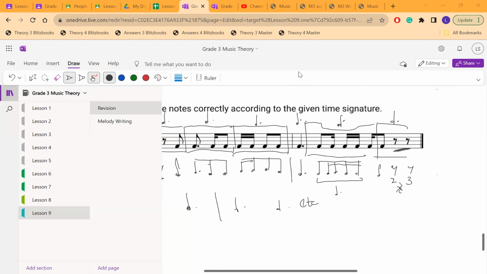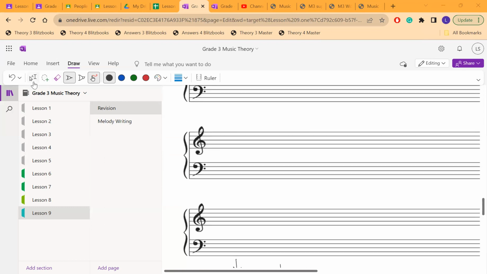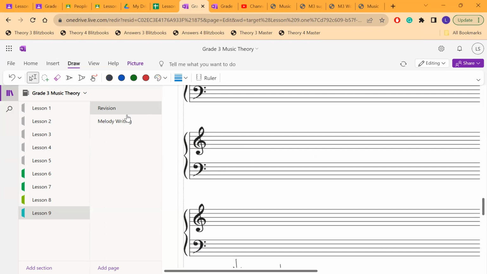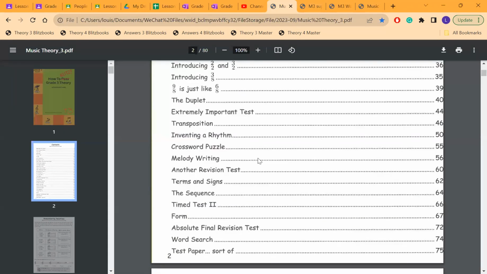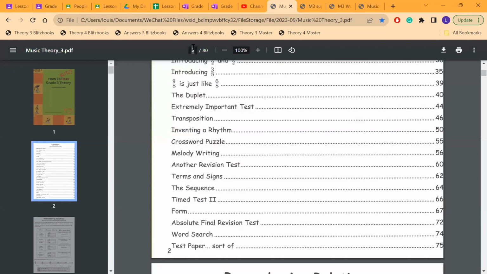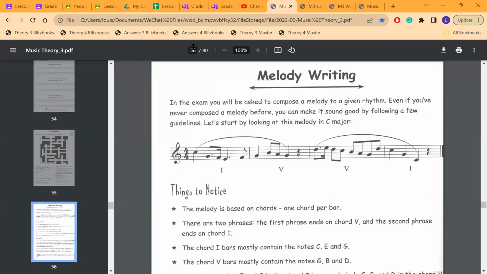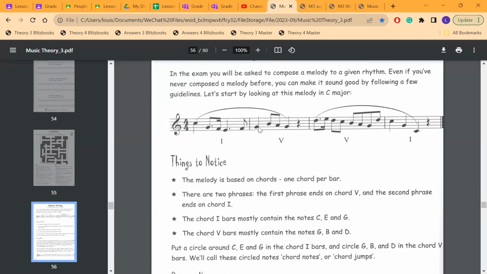We have 20 minutes for melody writing, which is definitely not enough time to do melody writing. So I'm doing melody writing twice. I'm going to do a little bit of melody writing today, and I'm going to do more melody writing tomorrow. Melody writing is on page 6. I'm okay with how the book does it, but it lacks creativity. It tells you to use chords to structure your bar.